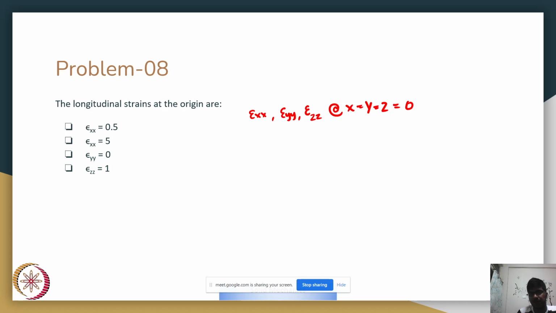As you observed, it's a plane strain case, right? Along x and z, along the xz plane. So we can say that epsilon yy will be 0, right? Always, no matter where we are.